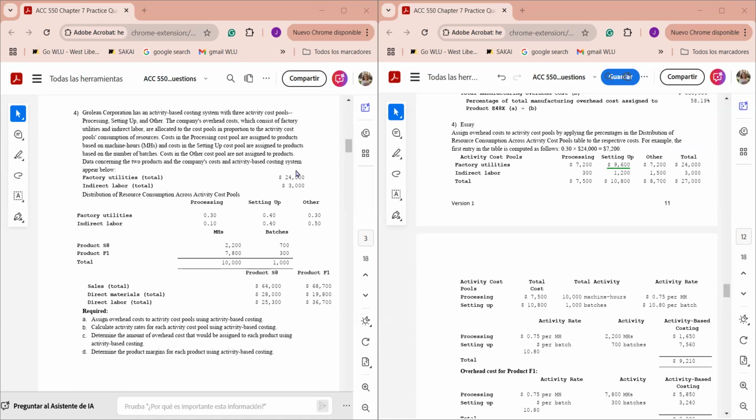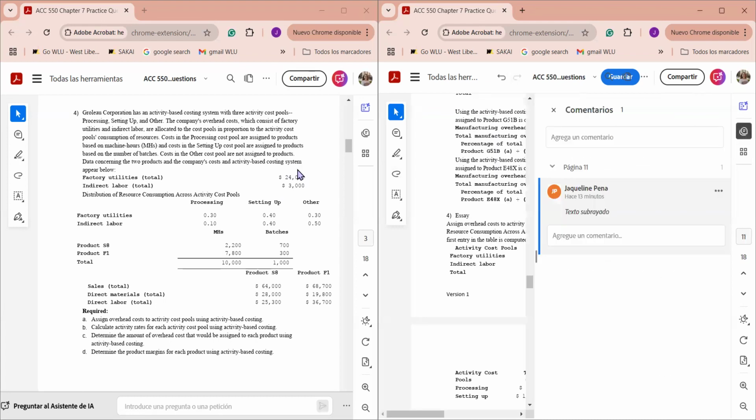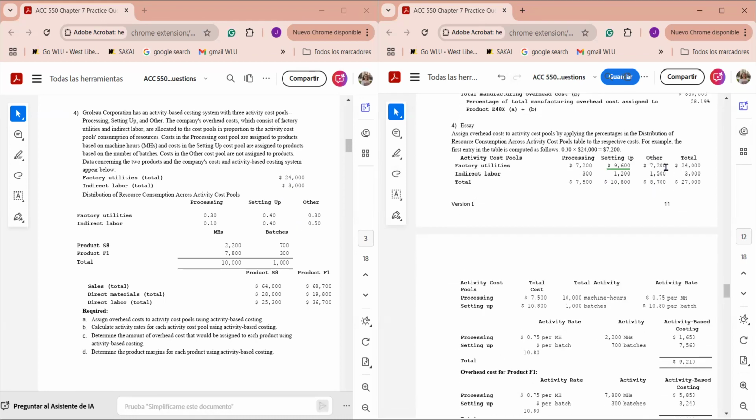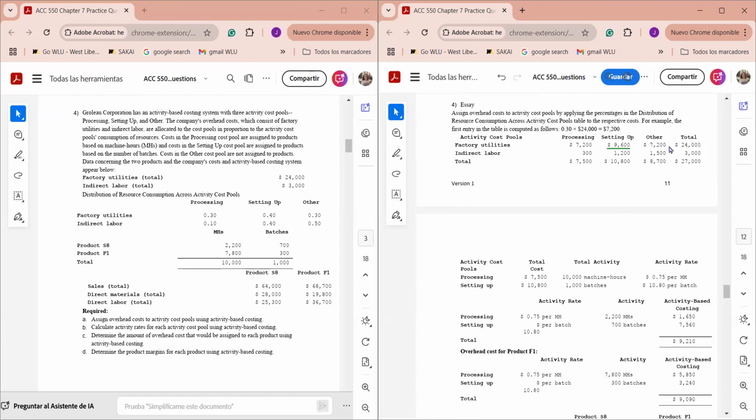So we just have to take our total and multiply that by our percentage. If we multiply our total times our 30%, that's going to give us our number here. Then our total times 40 here, then our total times other, and it's here. Then after that, we sum those up, and that's going to be our total of factory utilities.